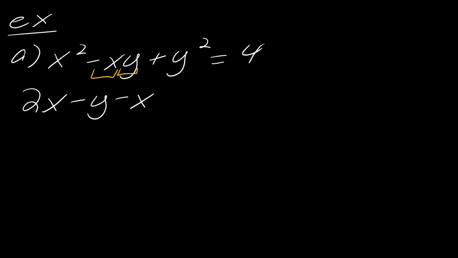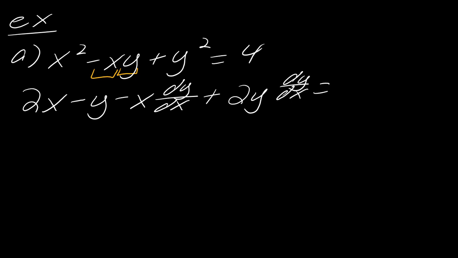However, as we know with implicit differentiation, when you take the derivative of y, you have to also include dy dx, just to note you took the derivative of y with respect to x. Okay, so then when I get to this y squared, it's the same story. So this would be 2y, but since I took the derivative of y, I write dy dx, and then the derivative of 4 is just 0.